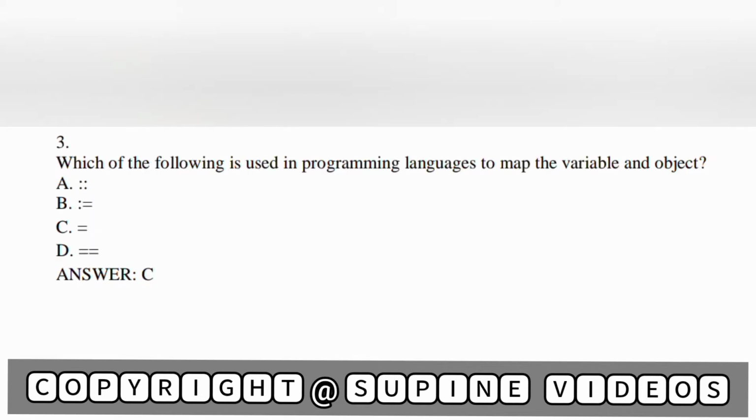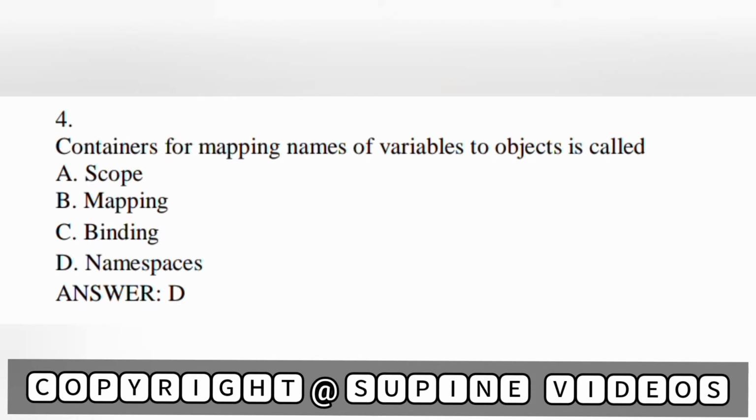Mapping. Question number 3. Which of the following is used in programming language to map the variable and object? Your options are A. Double colon, B. Colon equal to, C. Equal to, D. Double equal to. The answer is option C. Equal to. Question number 4. Containers for mapping names of variables to object is called. Your options are A. Scope, B. Mapping, C. Binding, D. Namespaces. The answer is option D.